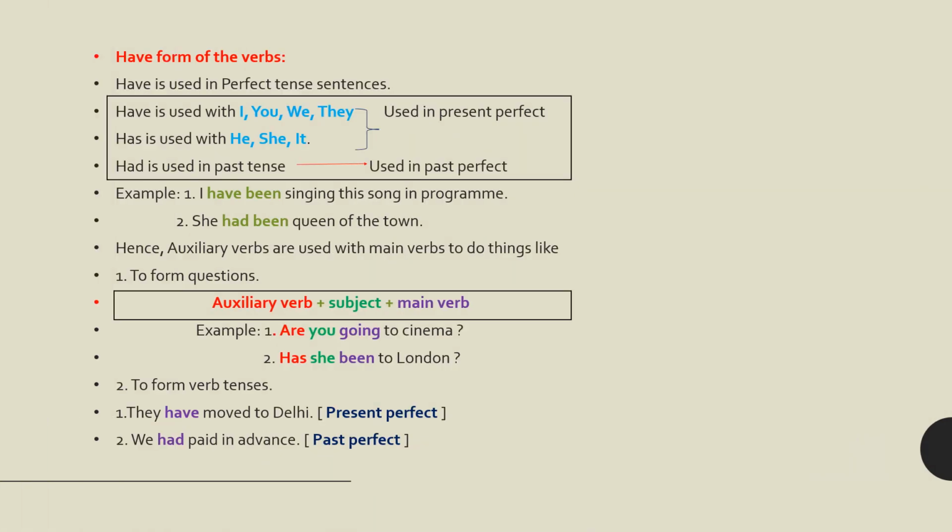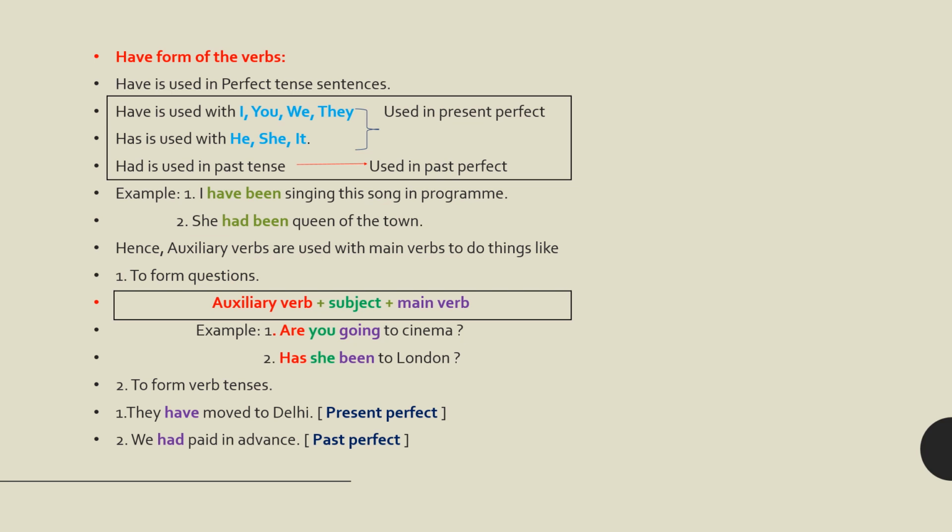Let us learn the usage of have forms of the verbs. Have is used in perfect tense sentences. Have, has, had are used in perfect tense. Have is used with first person, second person and plural form, that is I, you, we and they. Has is used with third person, he, she, it. Had is used in past tense.